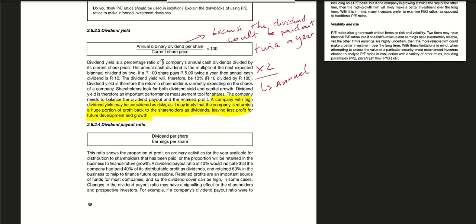And we say that it is risky when companies have a high dividend yield. It says something about the future growth of the company, because if the company is not investing and is leaving less profit for future development and growth, that is concerning, right?